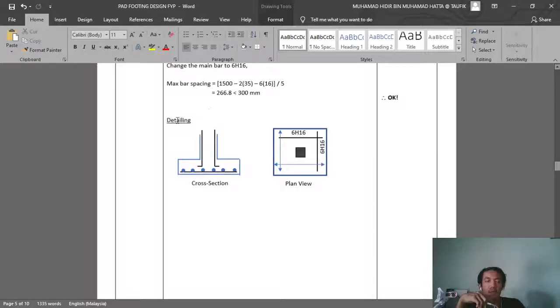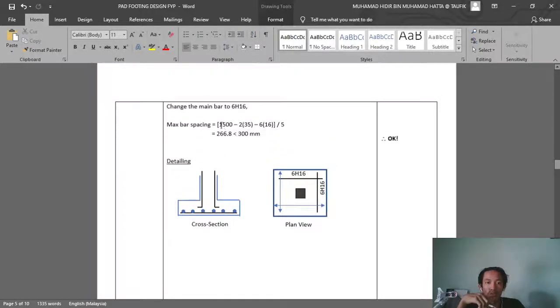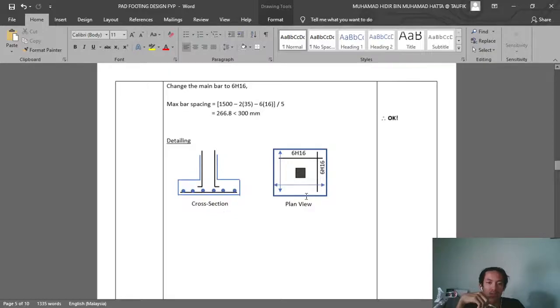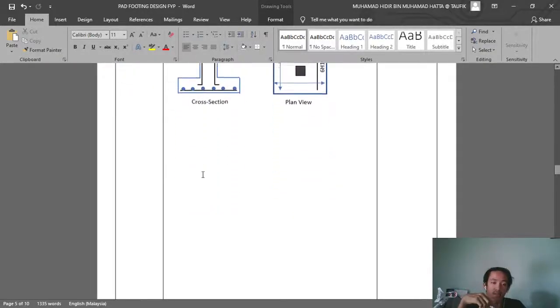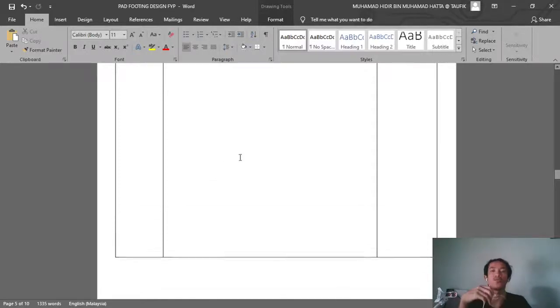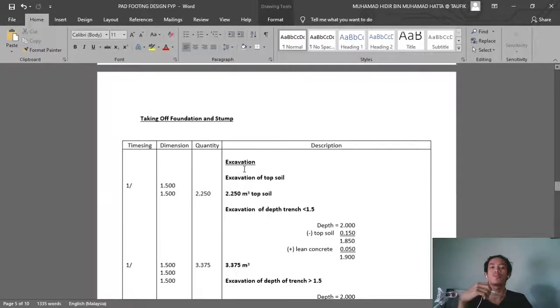And then the detailing. This is the detailing of the pad footing, where we use the new reinforcement that we designed, which is 6H16. This is the plan view, this is the stump, and this is the cross section. That's all for the design of the pad footing. We proceed to taking off the pad footing and stump.